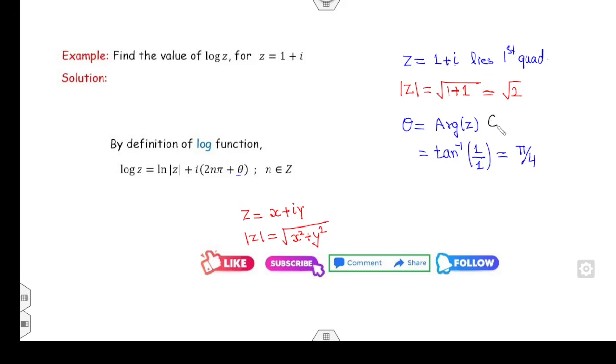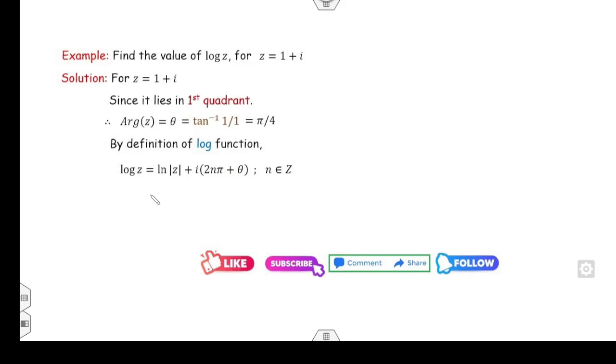And make sure this value must lie between minus pi to plus pi. And pi by 4 lies in that. So therefore, your theta is pi over 4. And the modulus value of the z is root 2. I can substitute both the values in this given equation. That will be 2 raised to power 1 over 2 plus iota (2n pi plus pi over 4).